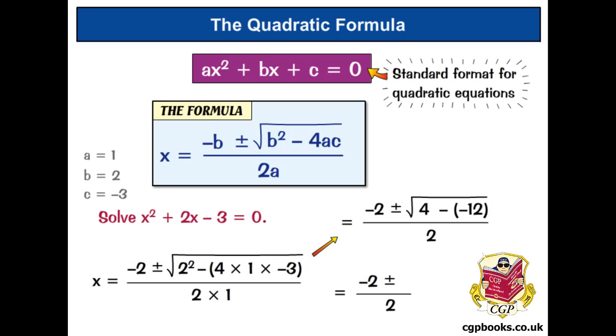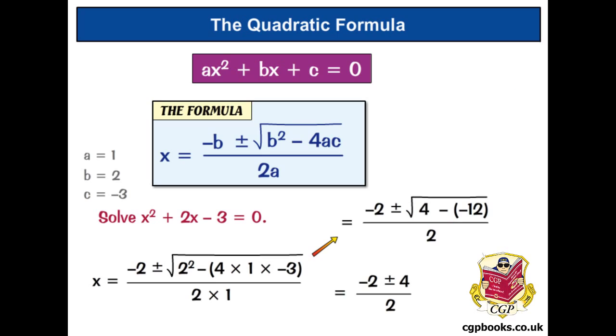So now in the square root sign, we've got 4 minus minus 12. So that's 4 plus 12, which is 16. And the square root of 16 is 4. Now we're going to have two solutions to this. We're going to have minus 2 plus 4 over 2 and minus 2 minus 4 over 2. So if it's plus 4, we've got minus 2 plus 4, which is 2 over 2, and that equals 1. Or we're going to have minus 2 minus 4, so that's minus 6 over 2, and that equals minus 3. So there are two solutions, 1 or minus 3.